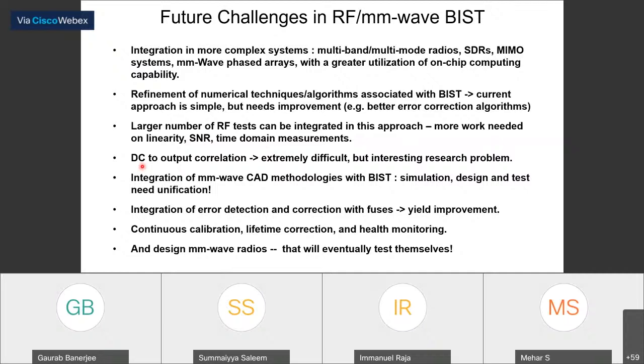We are also looking actively at DC to output correlation. This is extremely difficult. Can you, just by measuring DC nodes, predict the RF performance of the chip? But it's a very interesting research problem. Companies still don't trust this too much.